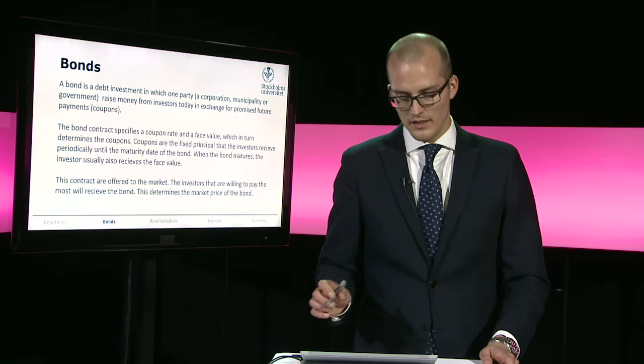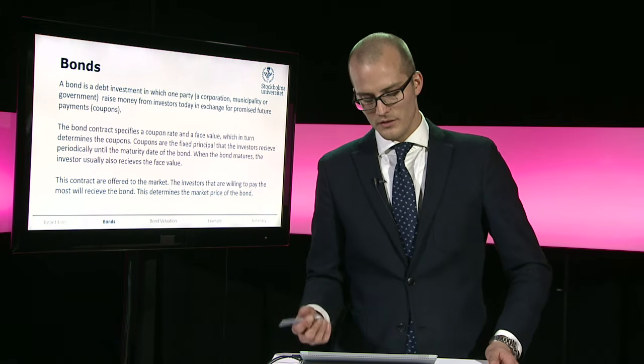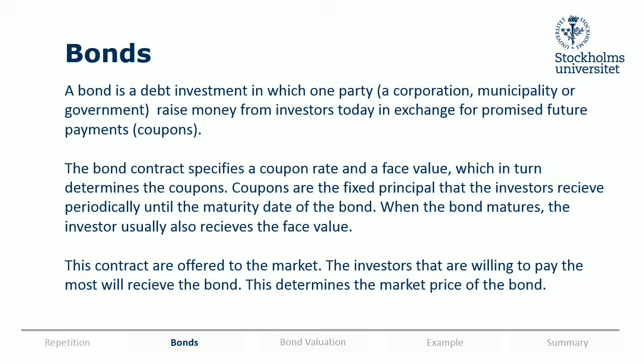This contract is offered to the market. The investors that are willing to pay the most for the contract determine the price of the bond, or the market price. You can see the market as some kind of auction. All financial instruments are basically sold via the market auction, where if you're willing to pay more than someone else, you will get the instrument, in this case the bond.